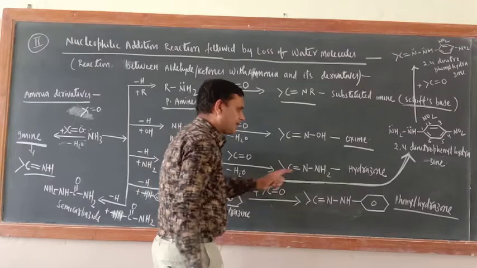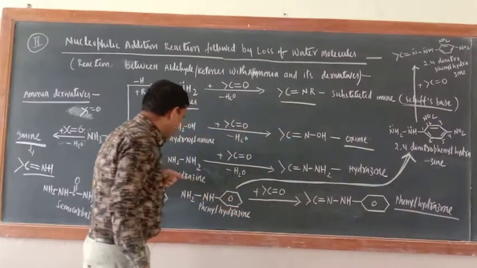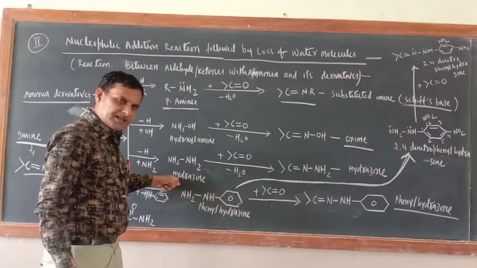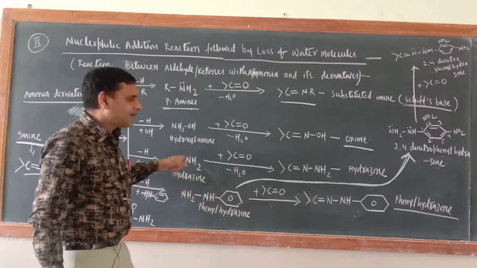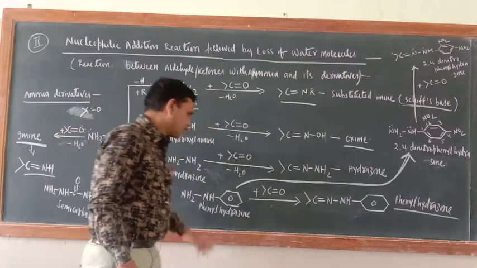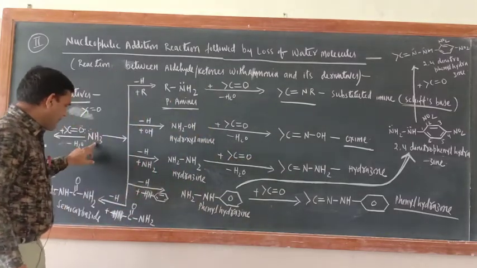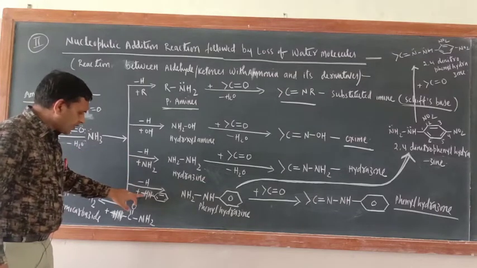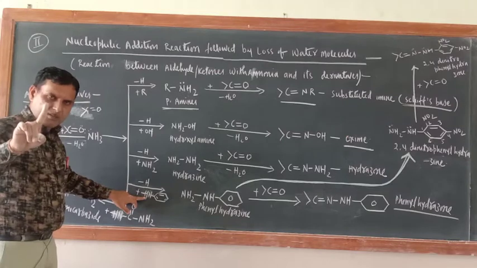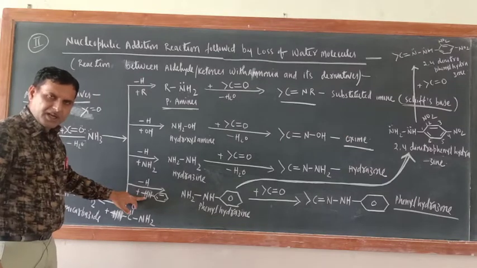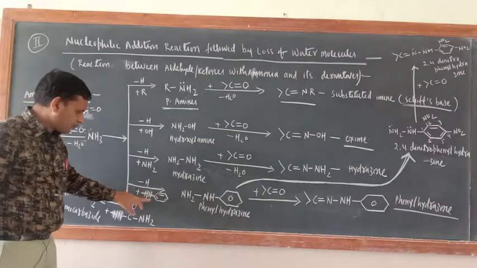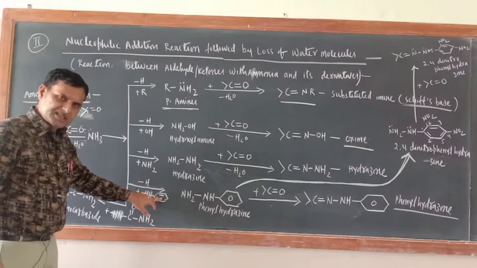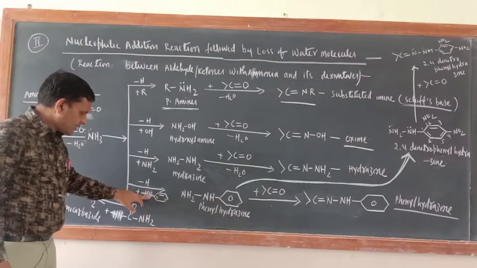And what is the name of the product? Hydrazone. So when hydrazine reacts with aldehydes and ketones, the product is known as hydrazone. Okay, next one, from ammonia replace one H and by, you must have heard about aniline. What is the formula of aniline? C6H5NH2. So this benzene ring is C6H5 and this is NH2.